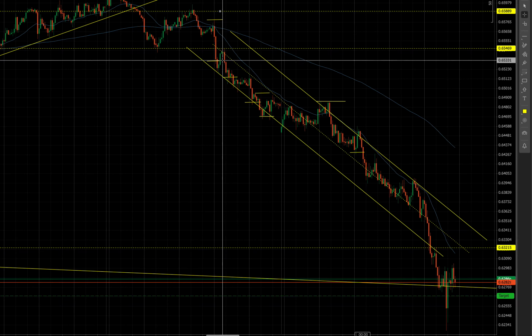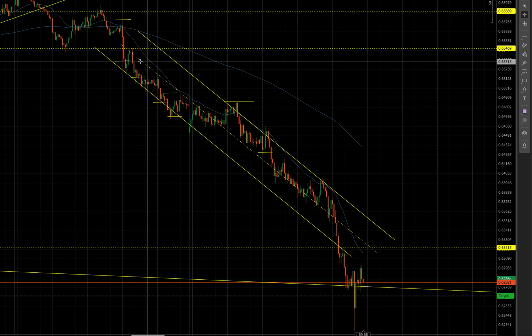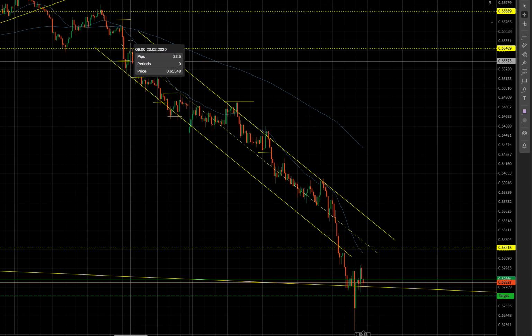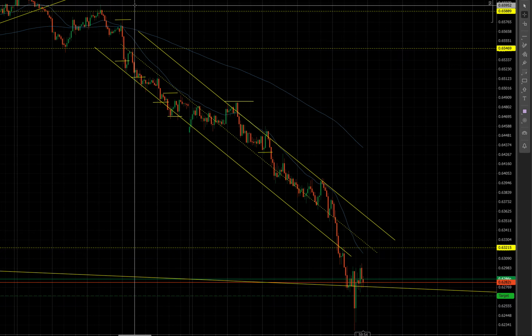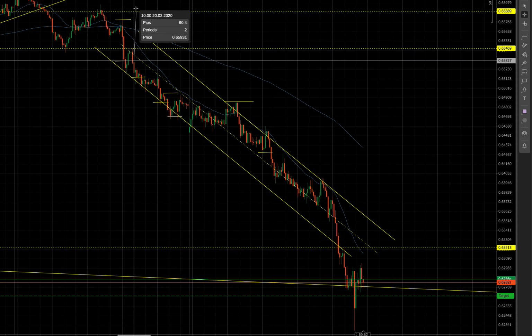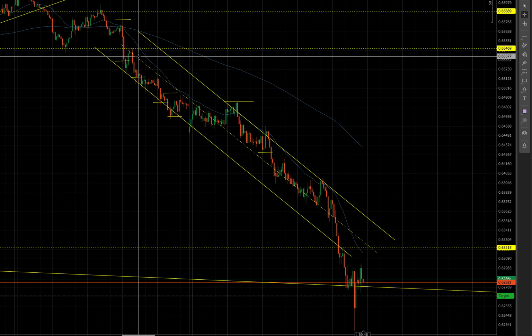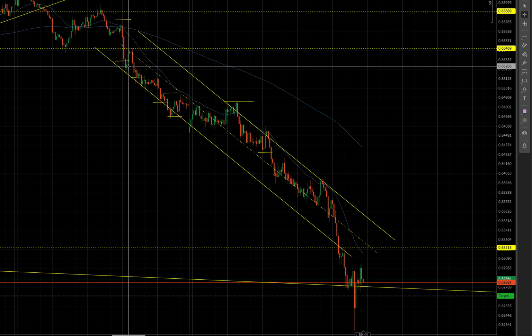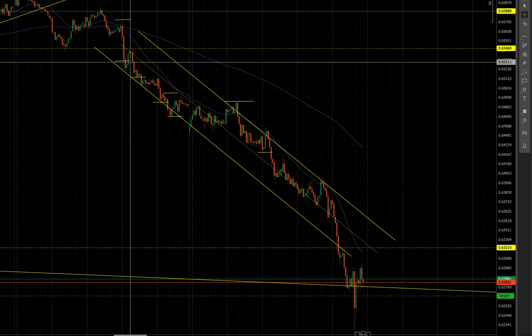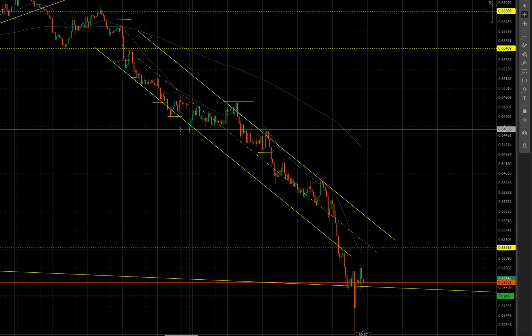I would put my stop loss up here. So this is around 60 pips if you are trading on the 1 hour time frame. You could be trading on a lower time frame and the pips would be smaller. Obviously you can see this goes on to make a ridiculous amount of pips after that.